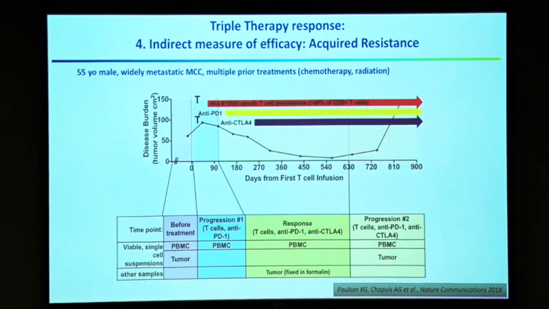Another indirect measure of efficacy, which I'll put in the category of acquired resistance. So these are the patients who respond initially and then progress. And it turns out that those patients will give us the most information about how our T cells work and what we need to be improving. And so I want to focus a little bit on one of those patients.